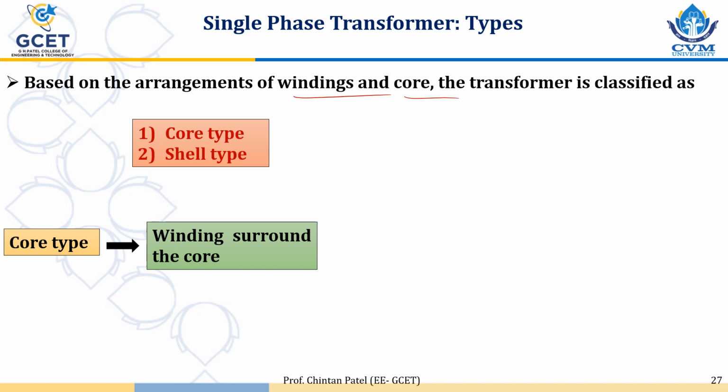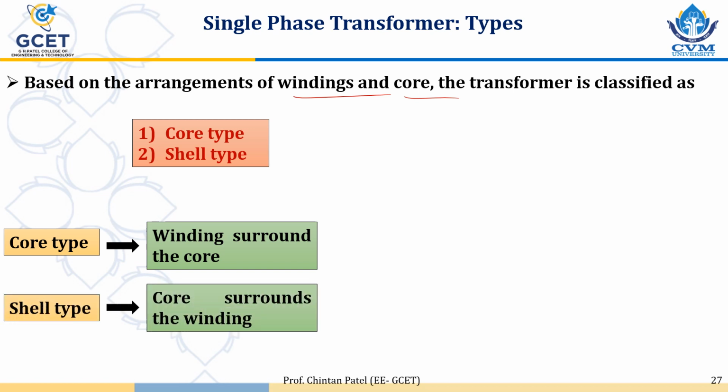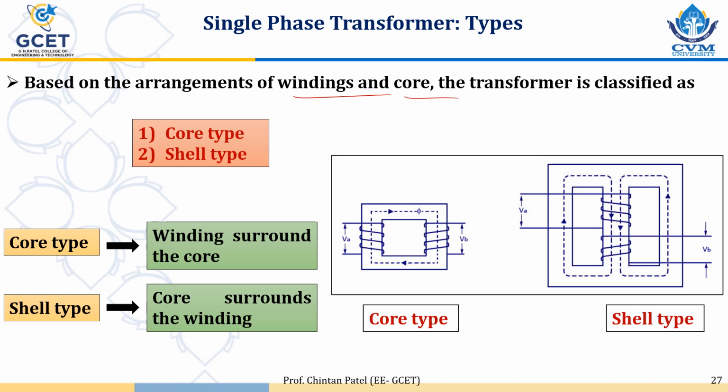What is a core type transformer? The windings surround the core, primary and secondary winding, they surround the core. And in shell type transformer, the core surrounds the winding. So let's see the diagram. You can see in the core type transformer here, core is provided, and on this side there is a primary winding, here there is a secondary winding. So you can observe windings are provided in such a way that they surround the core. Core is in between two windings.